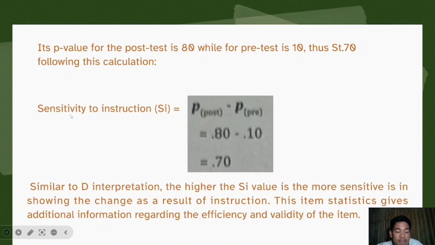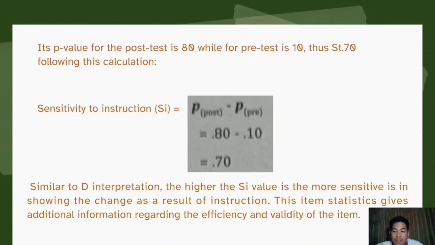Ito yung sensitivity to instruction or SI equals P for post-test minus P for pre-test. So, yung post-test niya ay 80% or 0.80 minus 0.10 sa pre-test. So, equals 0.70. So, ganyan lang kadali yung sensitivity to instruction or SI. So, similar to the interpretation, the higher the SI value is, the more sensitive the item is in showing the change as a result of instruction.